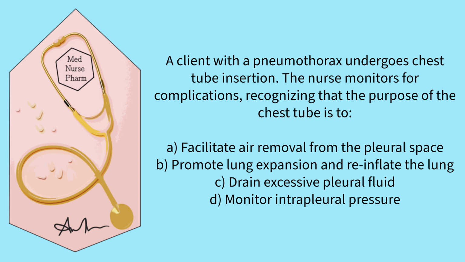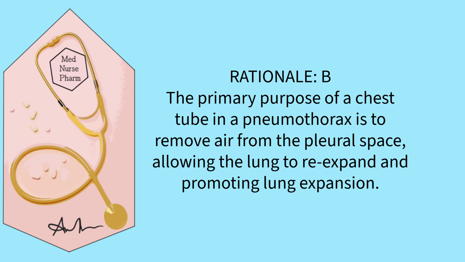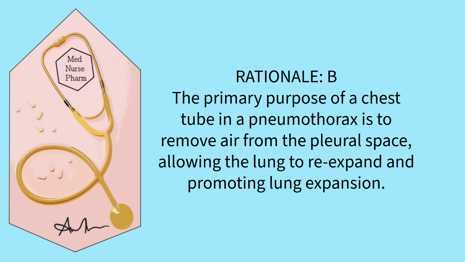A client with a pneumothorax undergoes chest tube insertion. The nurse monitors for complications, recognizing that the purpose of the chest tube is to: A: Facilitate air removal from the pleural space. B: Promote lung expansion and reinflate the lung. C: Drain excessive pleural fluid. D: Monitor interpleural pressure. The correct answer is B. The primary purpose of a chest tube in a pneumothorax is to remove air from the pleural space, allowing the lung to re-expand and promoting lung expansion.